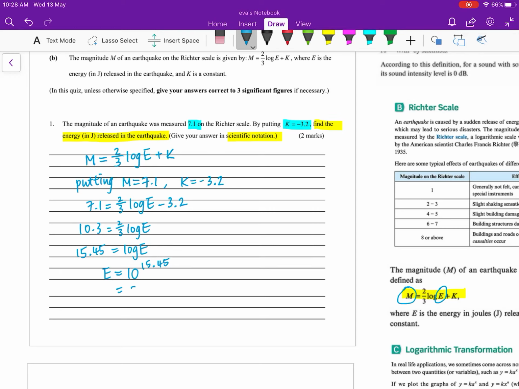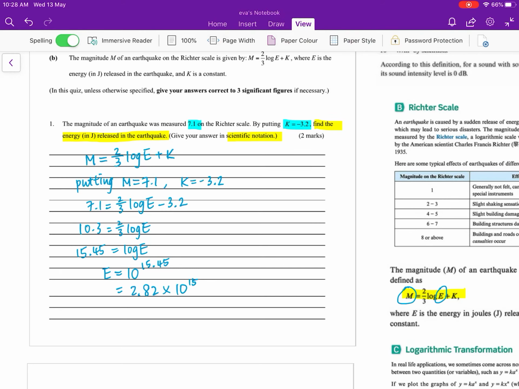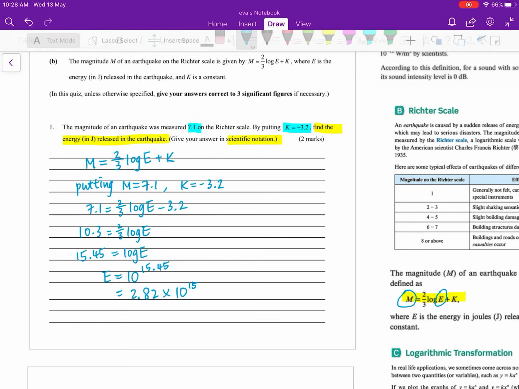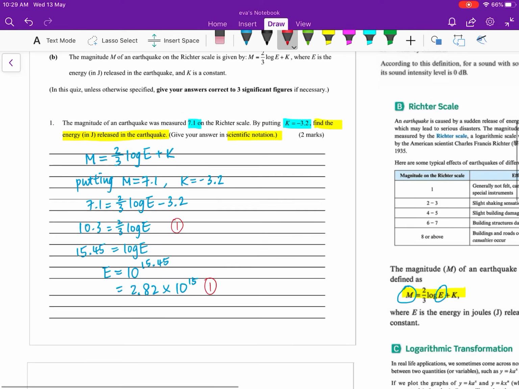That is equal to 2.82 times 10 to the power of 15. So this will be your answer of question 1. And the mark allocation will be: the first mark is the substitution, and the second mark is your final answer.